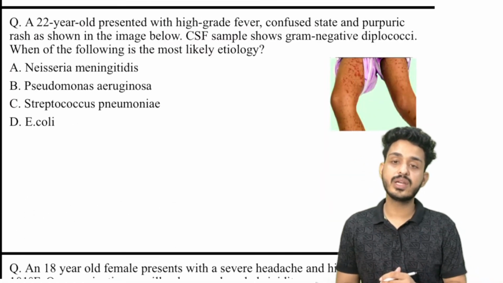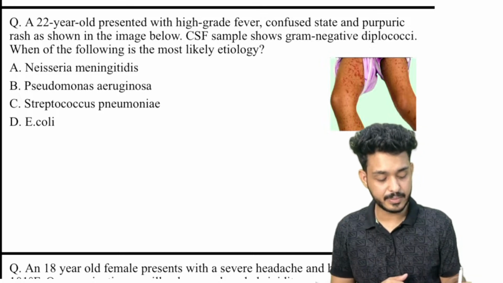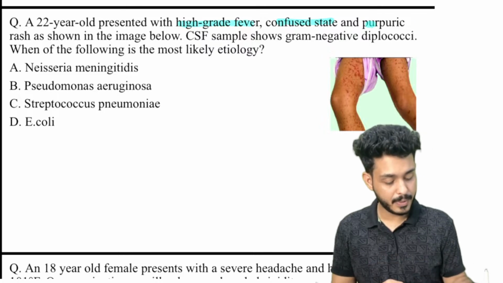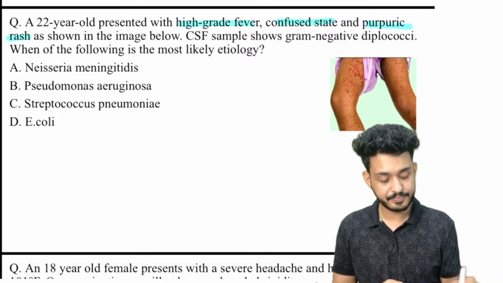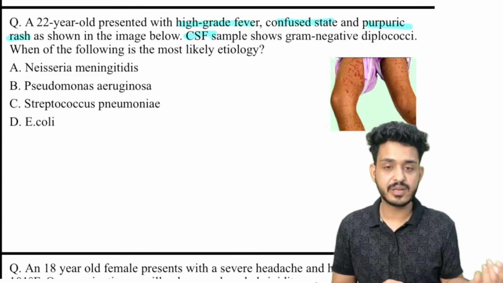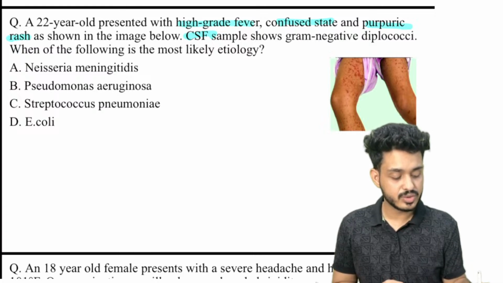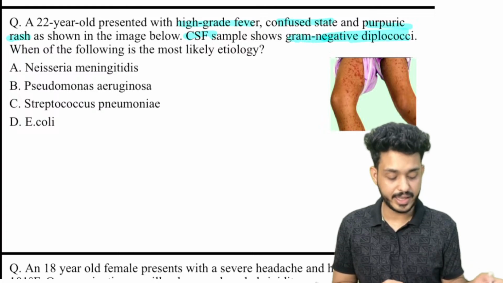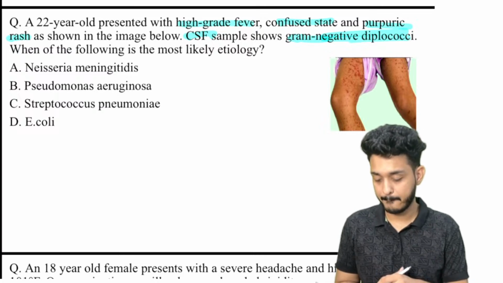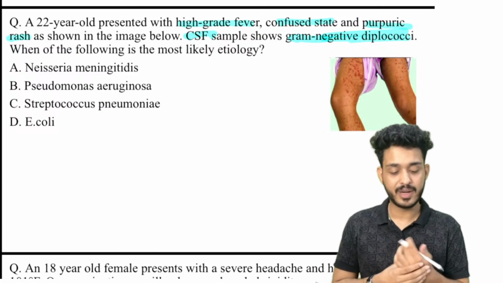A 22-year-old female patient presented with high-grade fever, a confused state, and a purpuric rash. An image is given here. The CSF sample means they were talking about some kind of meningitis. It shows gram-negative diplococci. What would be the most common etiology? What could be the most common etiology?